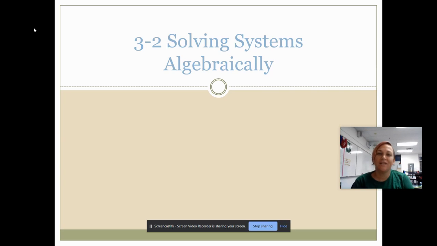Hi guys. So I wanted to talk to you about special cases when we are solving algebraically. We've already talked about special cases when we're solving by graphing, but we need to be able to know which special case applies when we're solving using algebra. So we'll be taking a look at both special cases as well as both ways of solving algebraically.